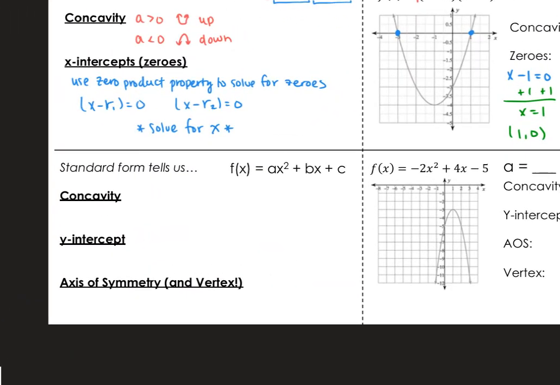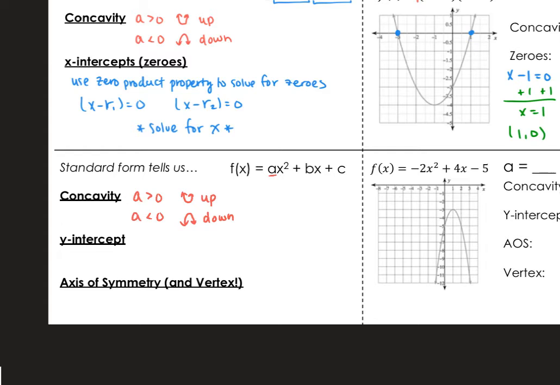All right, so lastly we have standard form. So standard form is f of x equals ax squared plus bx plus c. And standard form tells us three things, or four things pretty much. It's the concavity, the y-intercept, and the axis of symmetry. So for the concavity, just like the previous ones, we're just going to look at a. If a is greater than 0, we're concave up. If a is less than 0, we're concave down.